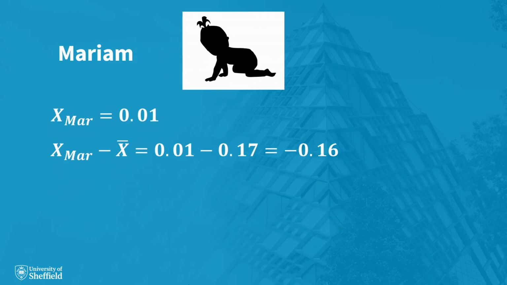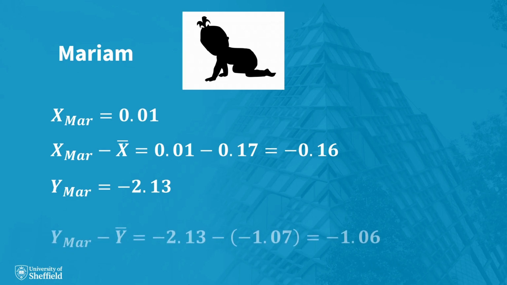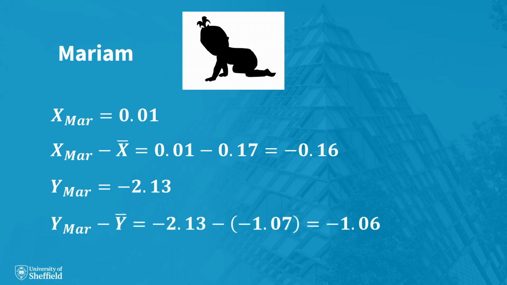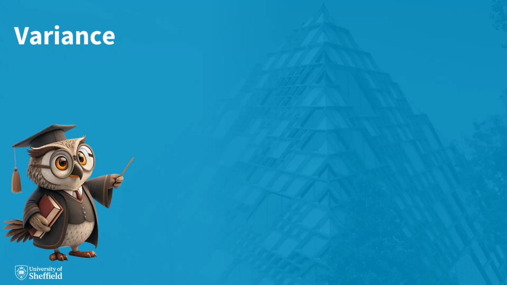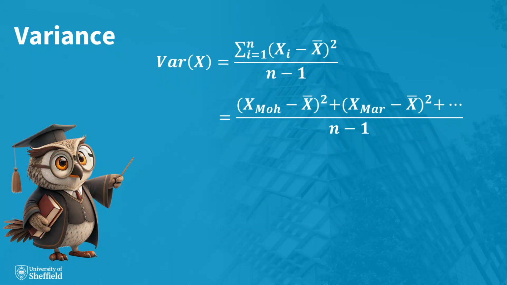equal to 0.01 minus 0.17, which is minus 0.16. She also has a below average height for age, so again we end up with a negative difference, this time equal to minus 1.06. We can use these differences to calculate the variance of x and y respectively. The variance, or specifically the sample variance, is the sum of the square of all these differences divided by the sample size n minus 1.